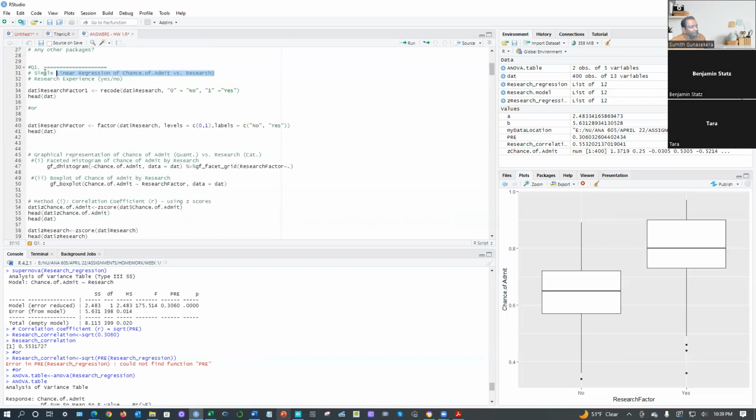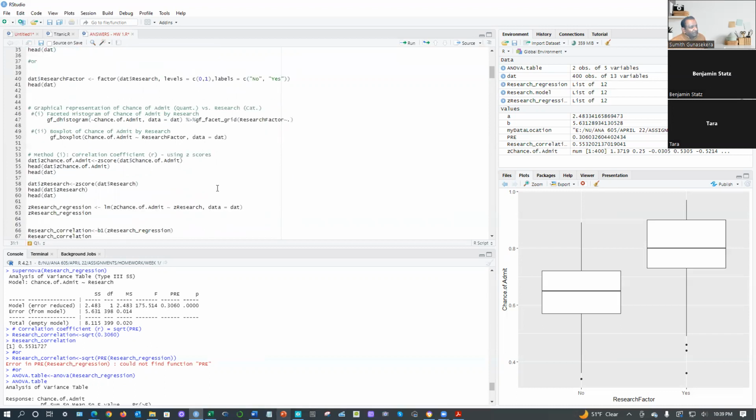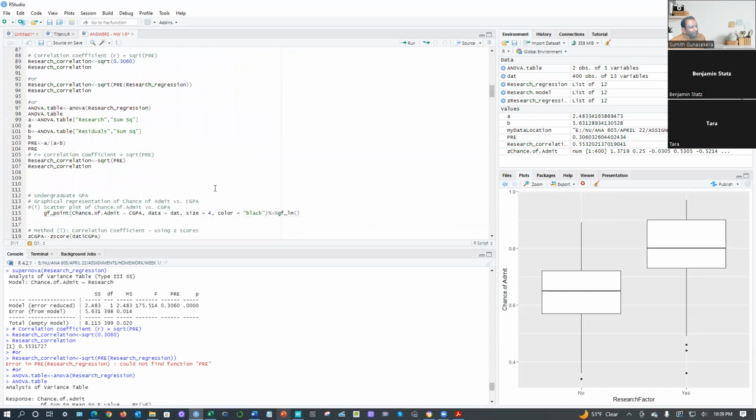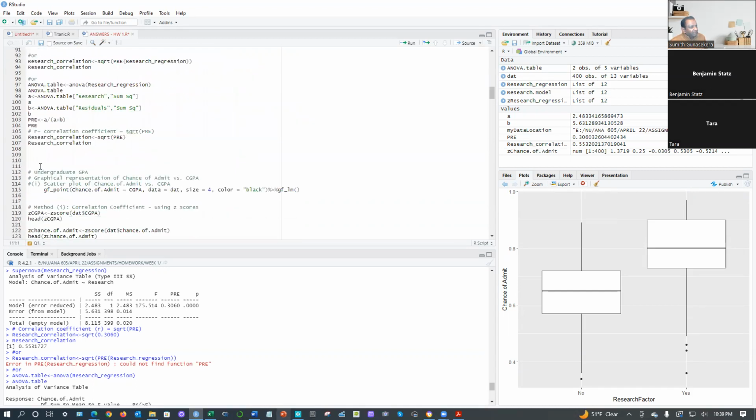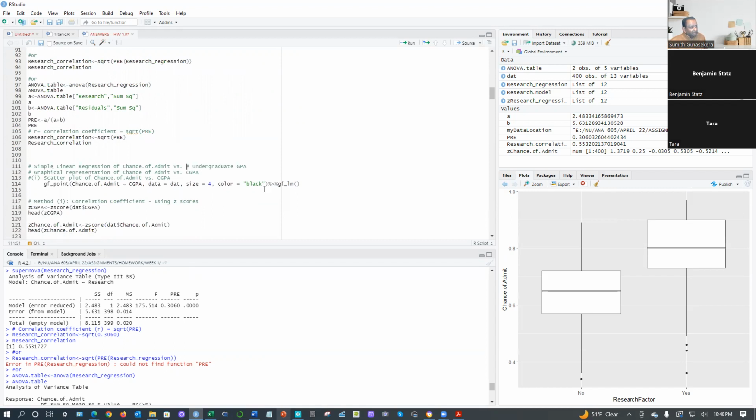Simple linear regression of chance of admit versus research. In a similar fashion you can talk about simple linear regression of chance of admit versus undergraduate GPA. Undergraduate GPA is, you can say, CGPA, cumulative GPA.